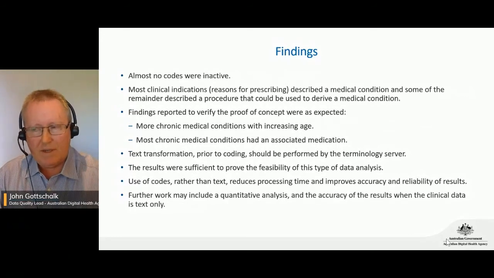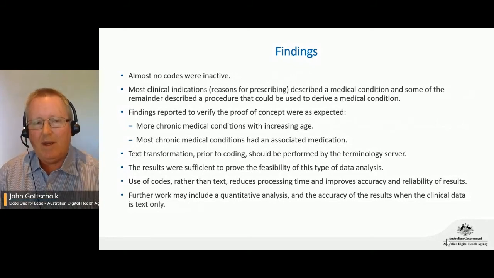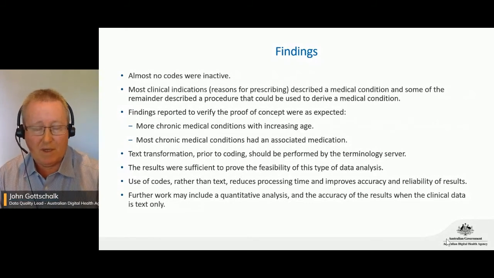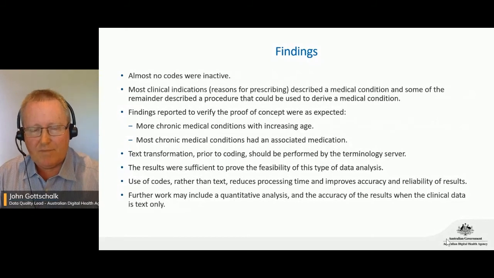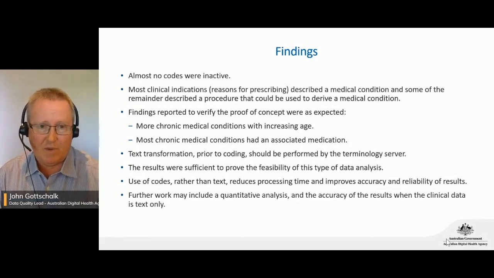We did look at some findings that were used to verify that this proof of concept was working as expected. It showed, for example, the unsurprising finding that chronic medical conditions increase with age. And we found that there was associated medication for most chronic medical conditions. Not all of them, but we didn't expect to have medicines for all of them. We found that the text transformation that was done prior to coding would be better if it was done by the terminology server. That would be a useful improvement, but the results were sufficient to prove the feasibility of the analysis.